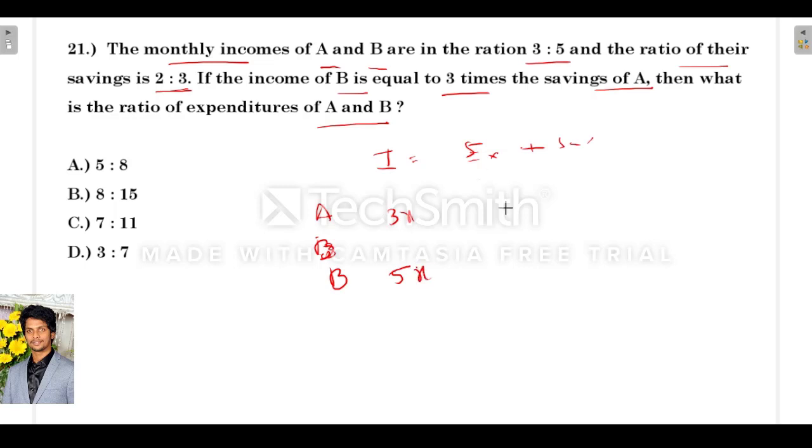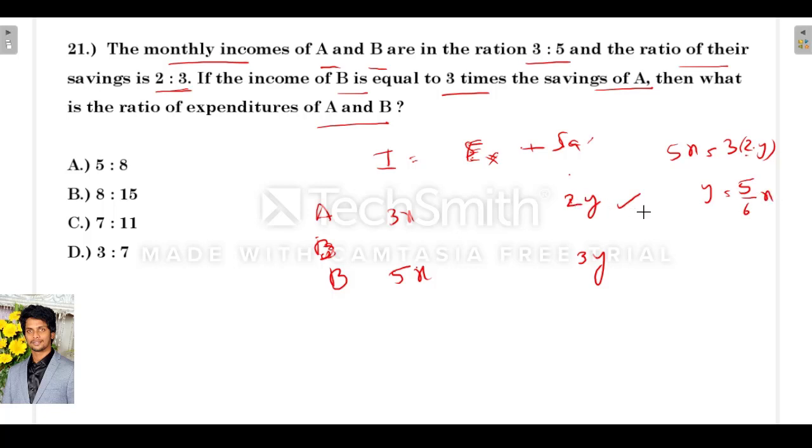Next they are telling their savings, this is savings, this is expenditure. Okay, the savings are in ratio of 2:3. So let us take this as 2y and this is 3y. Now they are telling income of B, which is 5x, is equal to 3 times savings of A. Savings of A is 2y. So y is equal to 5 by 6 into x.